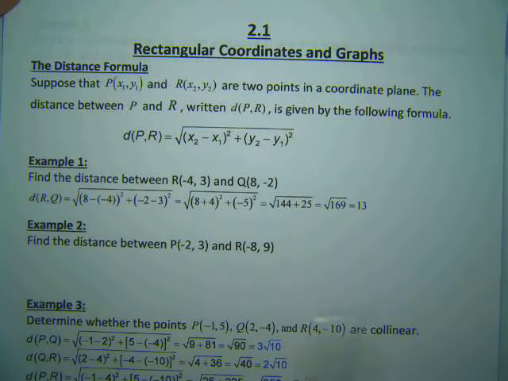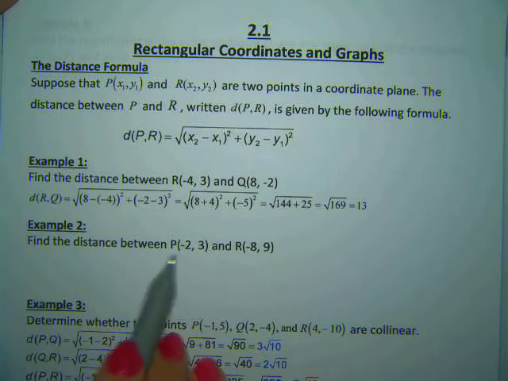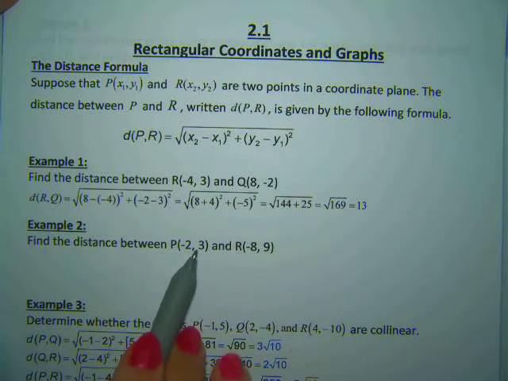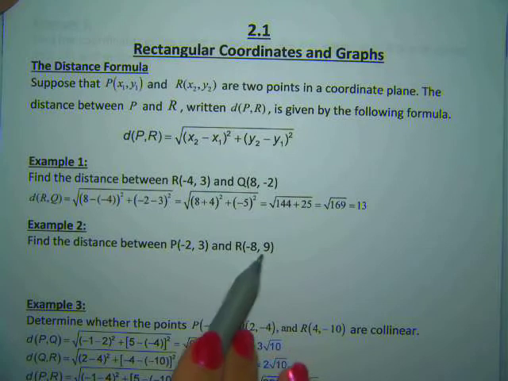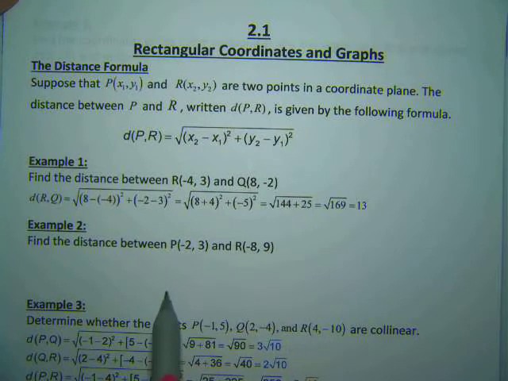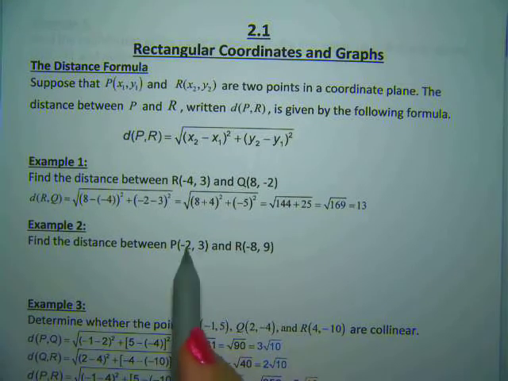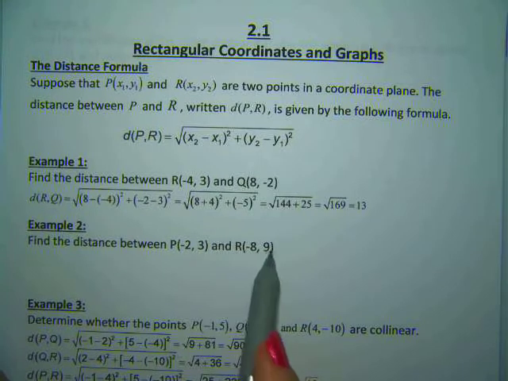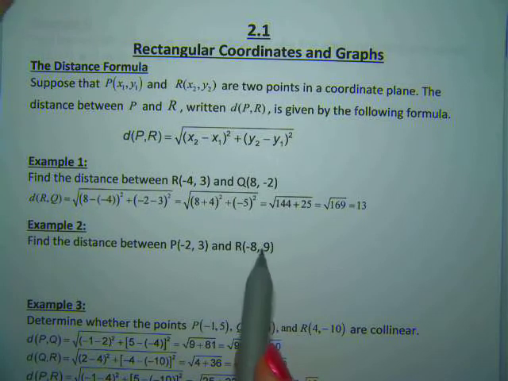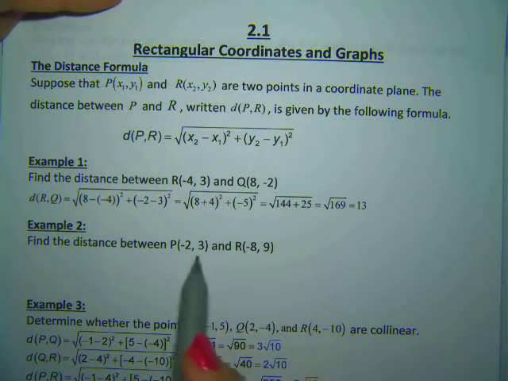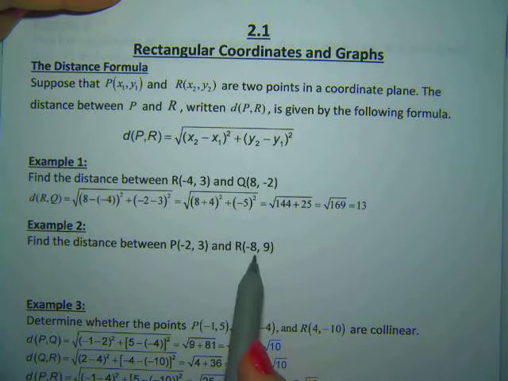Okay, so let's do an example. Find the distance between P(-2, 3) and R(-8, 9). Which one is (x1, y1) and which one is (x2, y2) really does not matter. I can make this the first and this the second, or this first point and this the second. The only thing that matters is not to change the order. Once you pick one, keep it. So just to make it easy, we're going to take this as (x1, y1) and this one as (x2, y2).